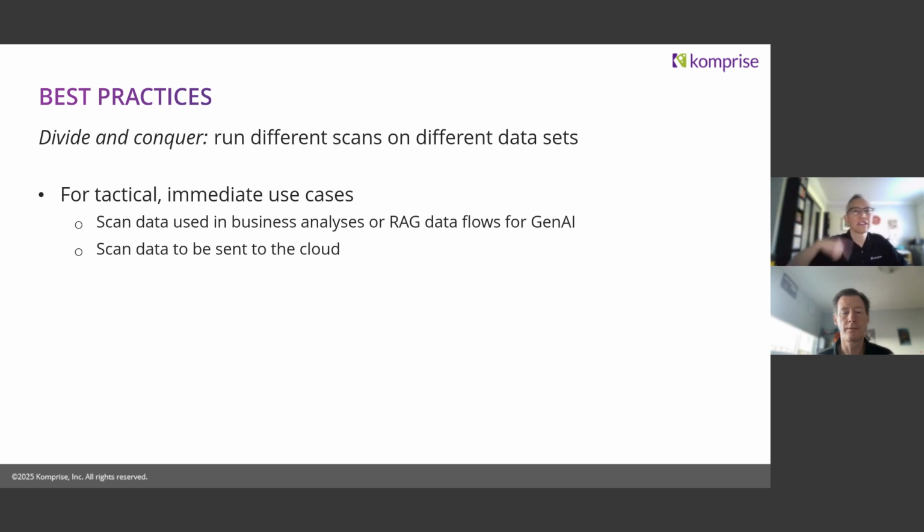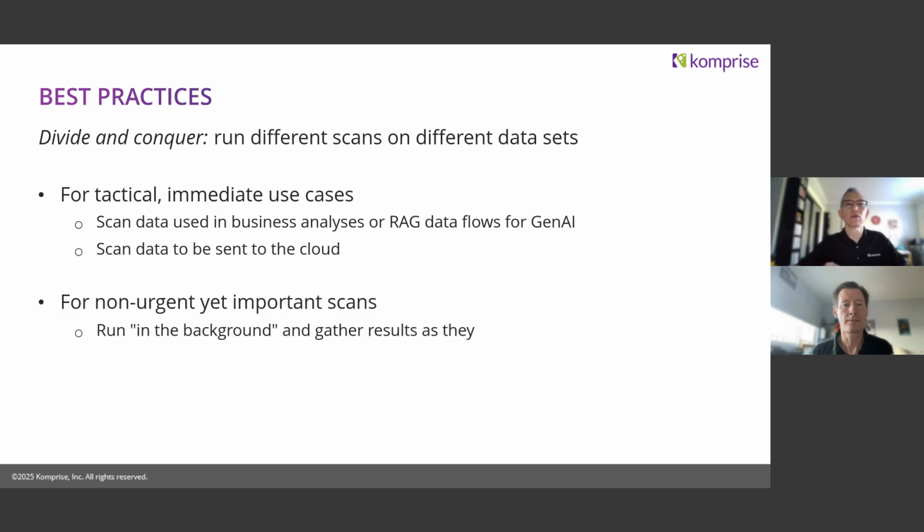Similarly, you may be sending data to the cloud. You may be using Komprise to tier the data. You may have other systems that send data to the cloud for other business uses there. Cloud services are extremely prevalent. You may need to scan those input data sets before you send them up. So being tactical about what you scan for can really give you results faster and more efficiently.